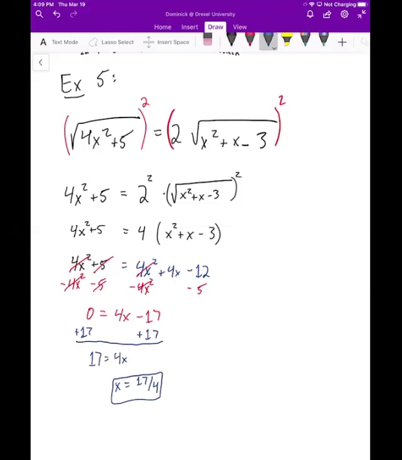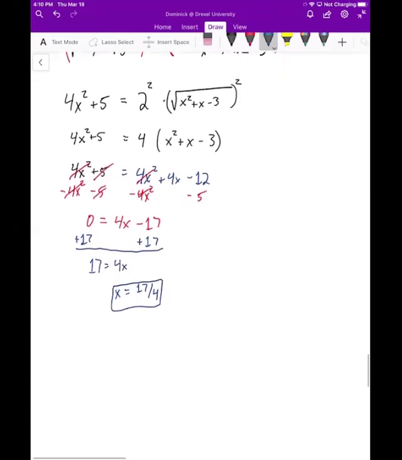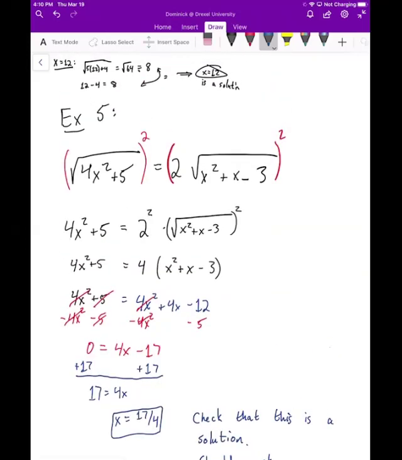Of course, at this point you would want to check this, but I'll leave it up to you to check that this is a solution. Just for time's sake of this video, I don't want to go through it, but you would want to check that this is a solution, and this one should work. As long as both of these square roots are positive, then you're in good shape.